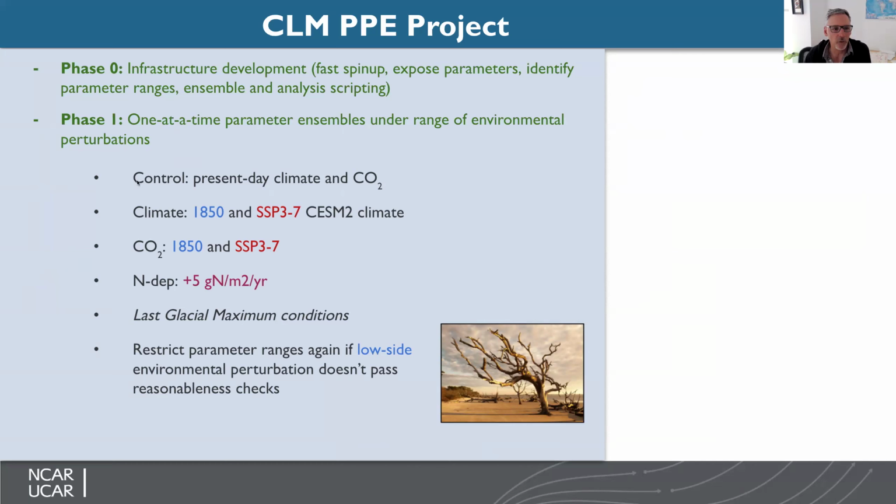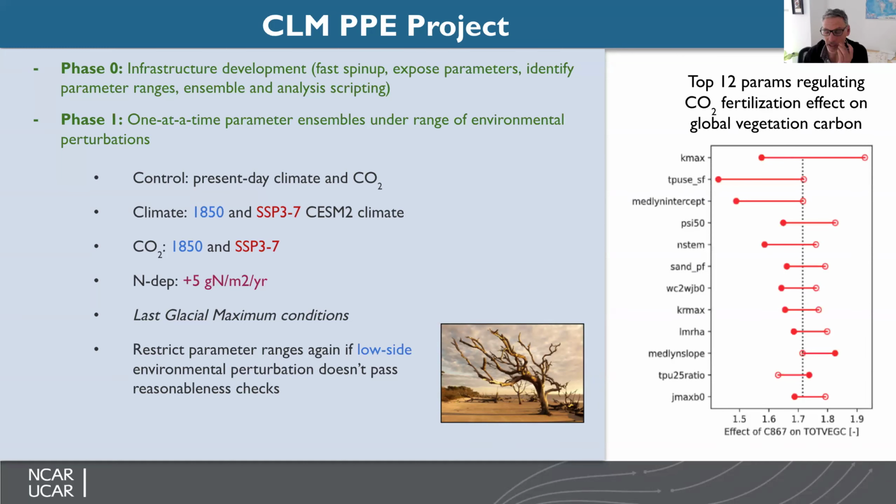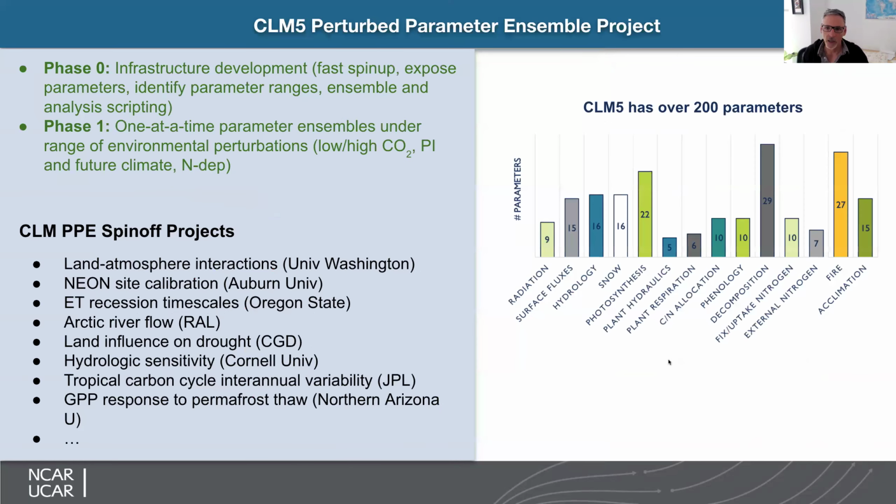And so we ran control simulations for all 200 plus parameters at present day climate with high and low parameter values. But we also repeated those ensembles for 1850 climate and a future climate, and 1850 CO2 conditions and future CO2 conditions, and also nitrogen deposition additions. So this really allows us to assess not just the impact of parameters on present day land climate, but also on future land climate or responses. And so here's just an example of one of the reasons you would want to do that: you can then see which parameters are controlling the CO2 fertilization effect, not just the mean vegetation carbon stocks, but the fertilization effect on vegetation carbon stocks as you go into a future climate, and just see the list of parameters according to that.